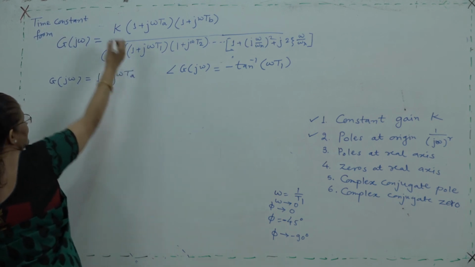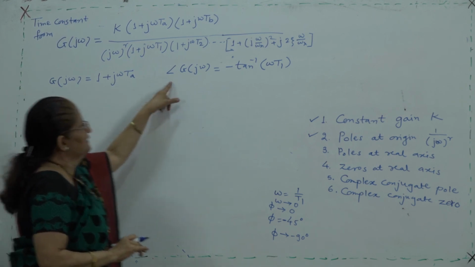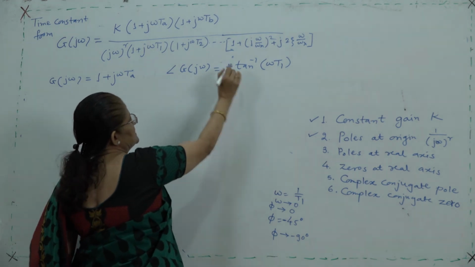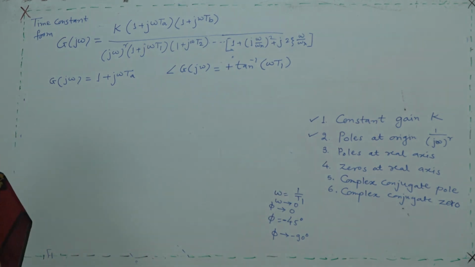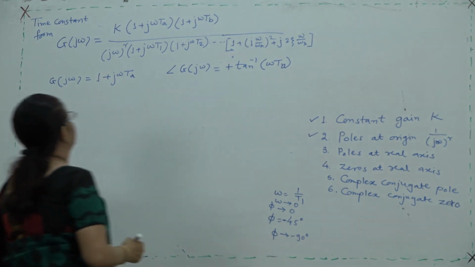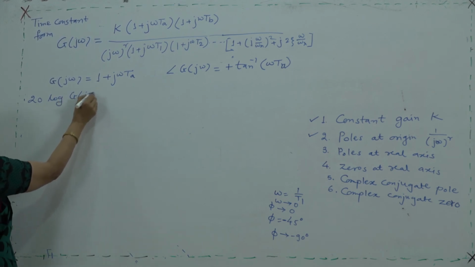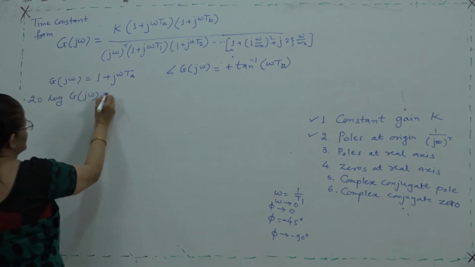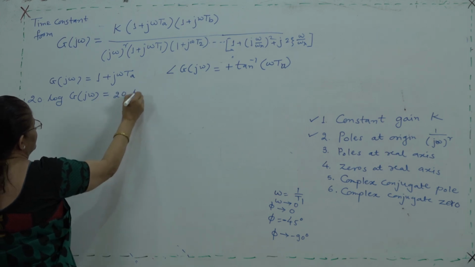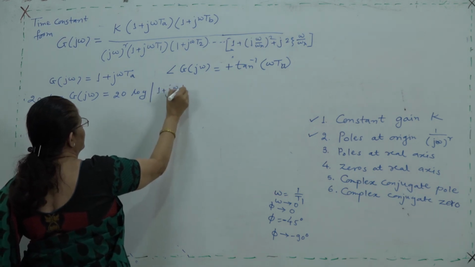So, consider T A, the same thing. How will you write its angle? Angle will be plus, because it is at the numerator. So, plus tan inverse of omega T A. Now, what is the 20 log of g j omega? Only the term is at the numerator, so the changes you will get accordingly. 20 log of magnitude of 1 plus j omega T A.